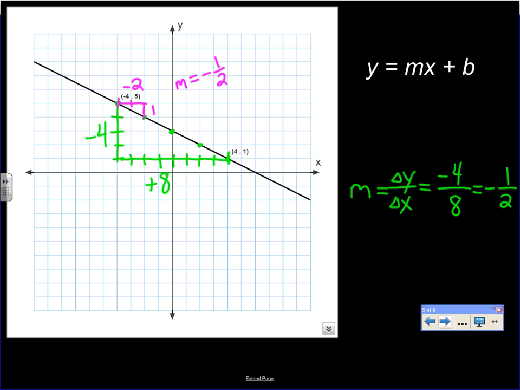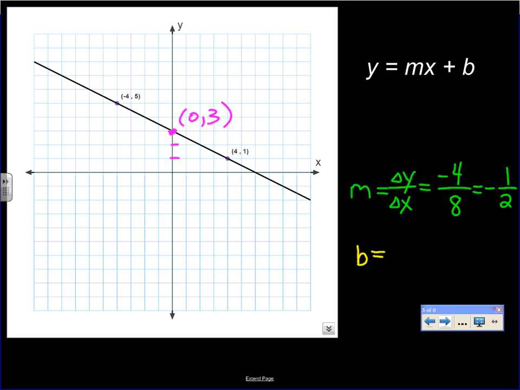Now, the second part to our equation that we are going to need is going to be b. It's going to be the y-intercept. So if we look right here, it's where the line crosses the y-axis. Let me erase some of this stuff that we used for slope. That point is where the line crosses the y-axis, and that point is going to be 0, 3, and therefore the y-intercept is a positive 3.